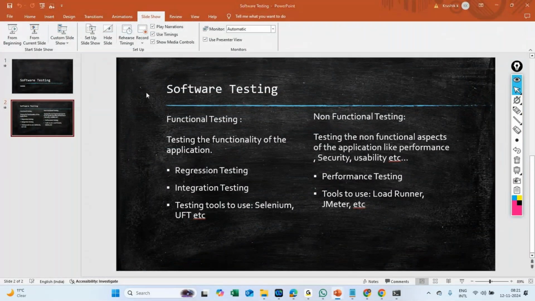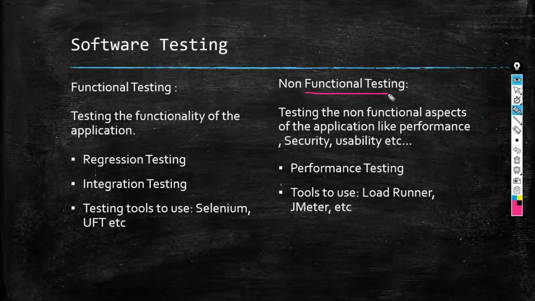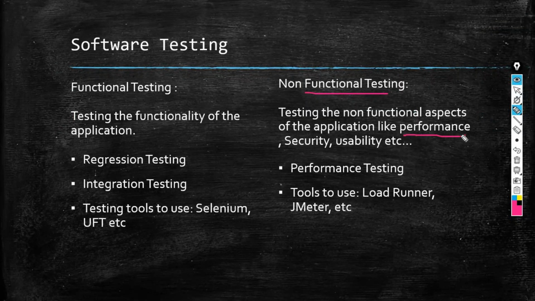If you see, non-functional testing is all about testing the non-functional aspects like performance. Performance means how much time a user takes to navigate from one page to another page. Let's say I opened a page and there is a link on that page. Now I click on that link. How much time it is taking for the user to go to the next page is important from a performance testing perspective.